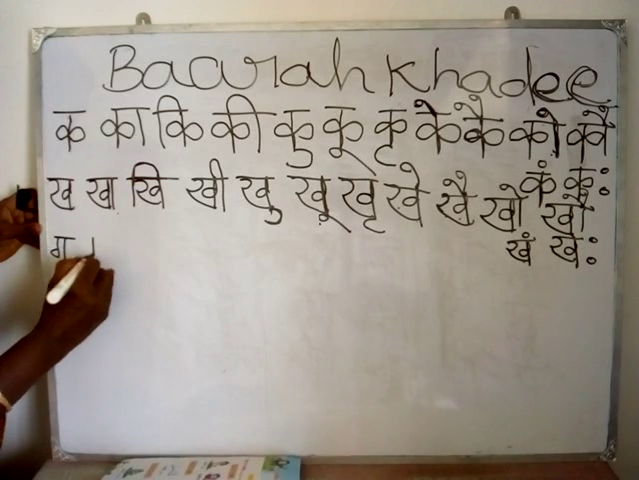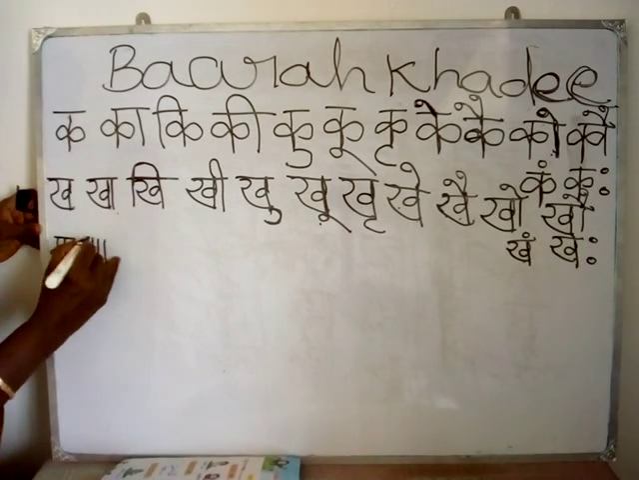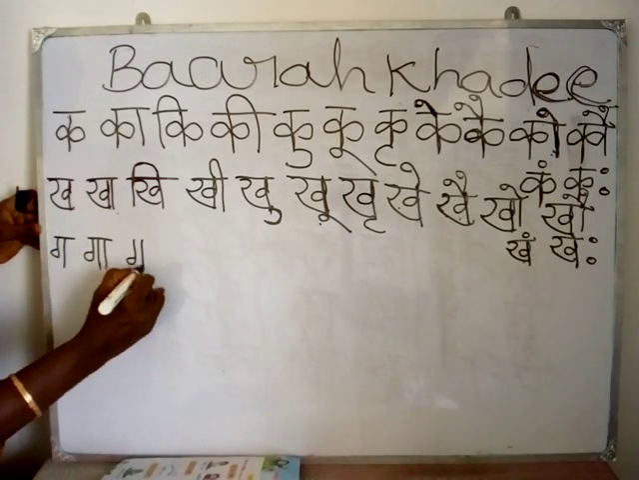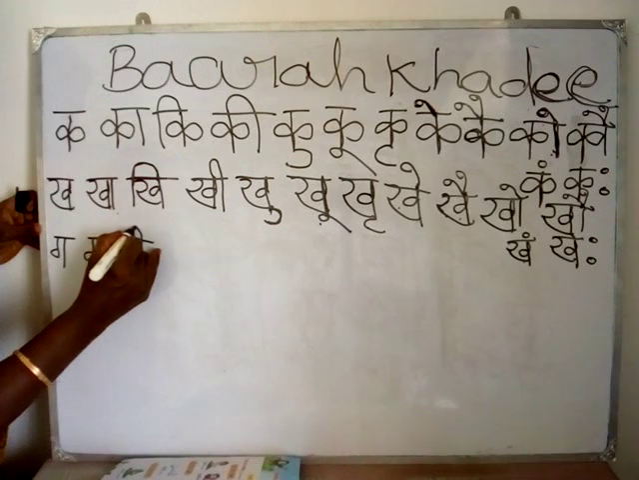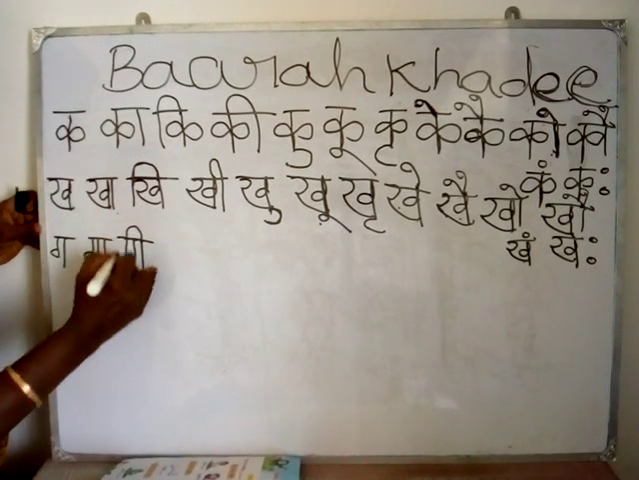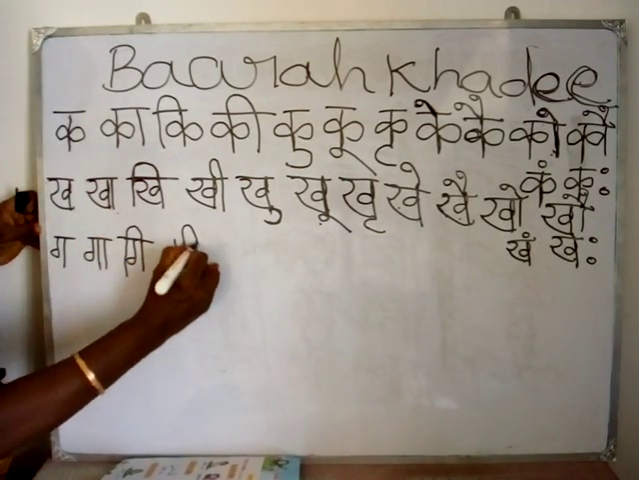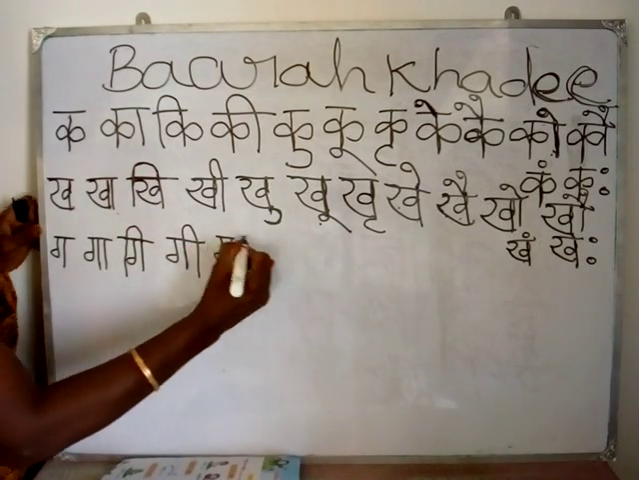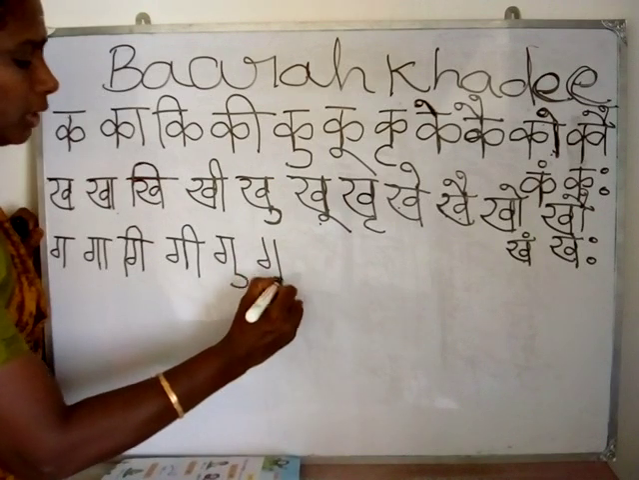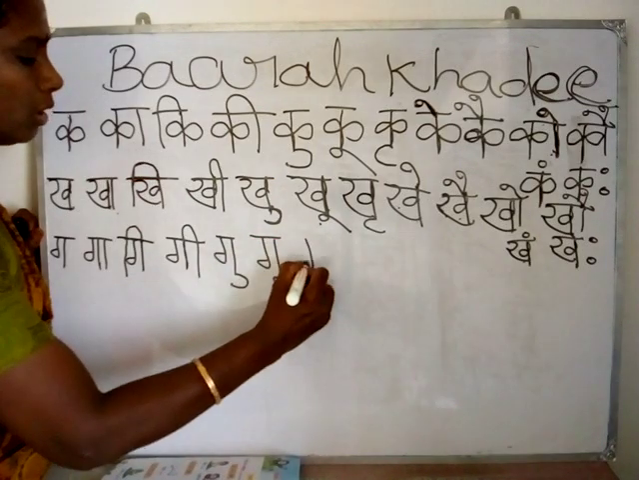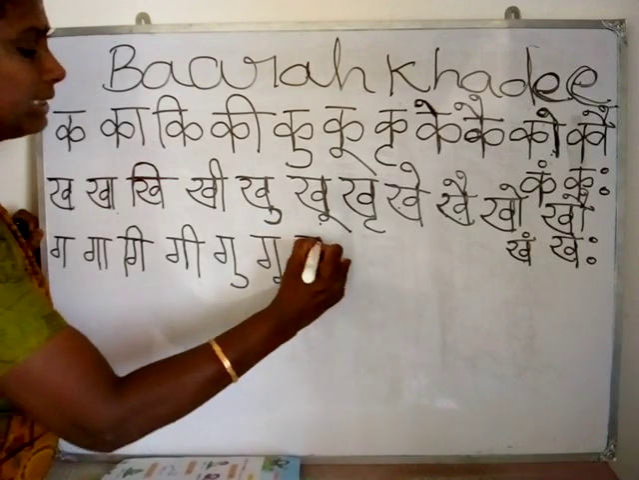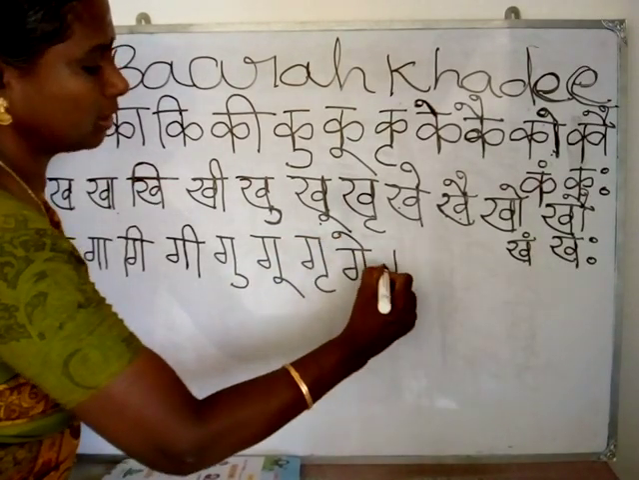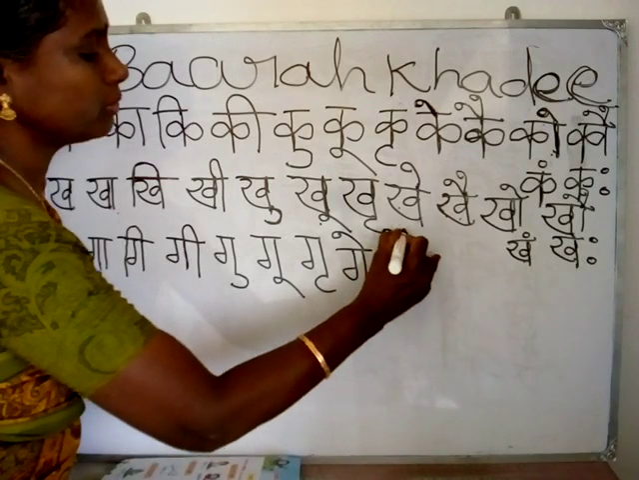Ga. Here one line, so another one line you have to put. Gi. Where you have to start means from here, up to this one it should go up and come down. Gi. Then ga, one indirect C, gu. Ga, down one curve, gu. Ga, one direct C, gr. Then ga, up one curve, ge. Ga, up two curves, gai.